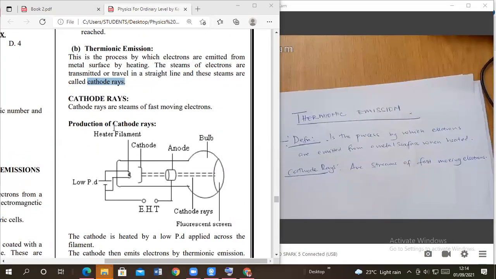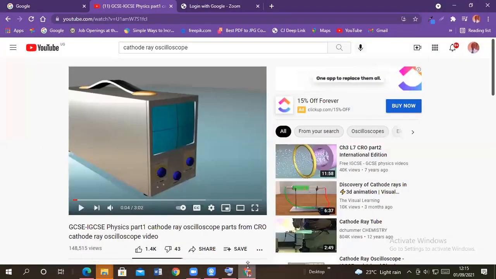So let us look at how a cathode ray is produced. Before we look at this explanation, let us look at a video and see how a cathode ray is produced. So let me first put here cathode rays.